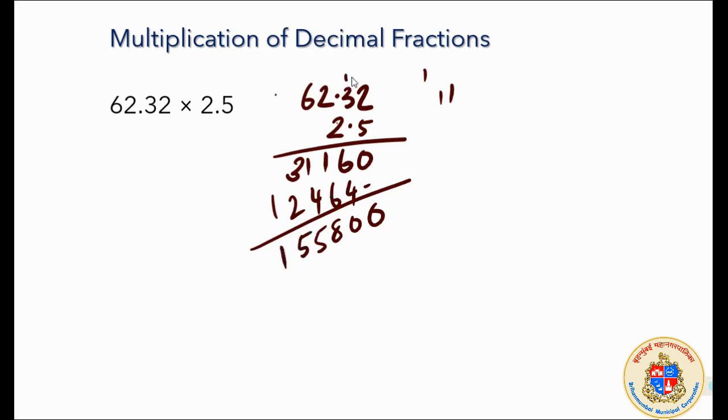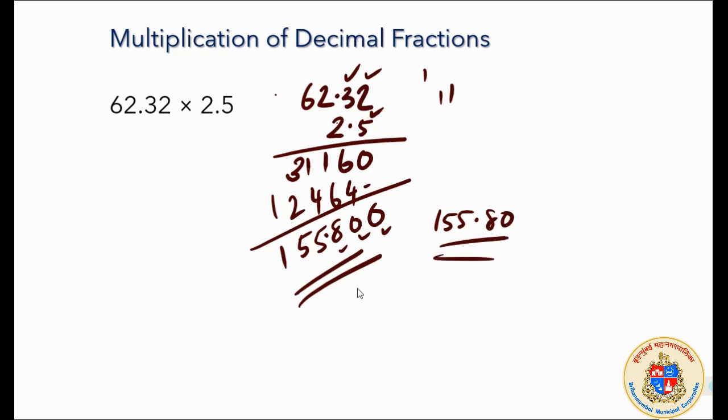Now you will count the number of decimals: 1 2 3, 1 2 3. You will put the decimal here. 155.8, 155.80 up to 2 decimals. Understood? Even if you put 3, 4 more zeros, it doesn't have any sense. Okay, so this is the answer. So you will multiply and put the decimal number accordingly.